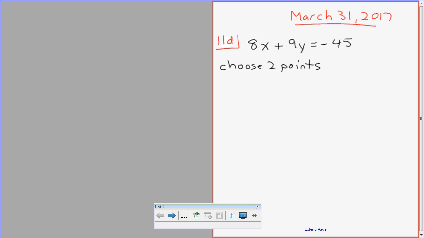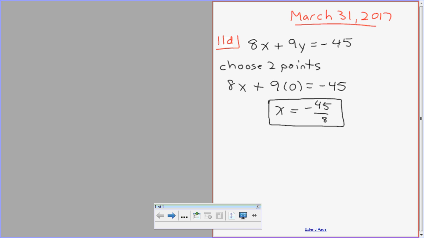So for the first one, I'm going to say 8x plus 9 times 0 is negative 45. There's no way you can make that better. That's going to be an ugly fraction, but that's okay. So x equals negative 45 over 8. So as a vector, what's my point going to be? Negative 45 over 8 and 0. Good.